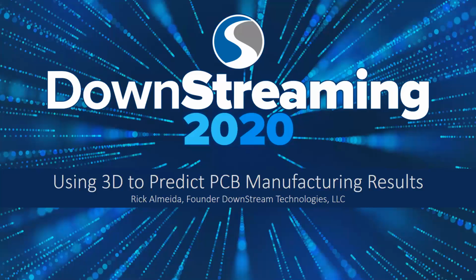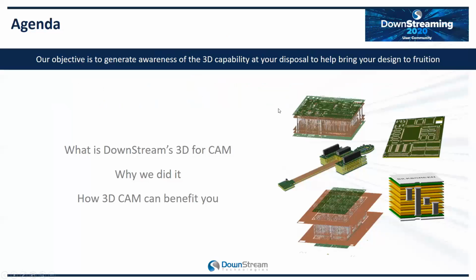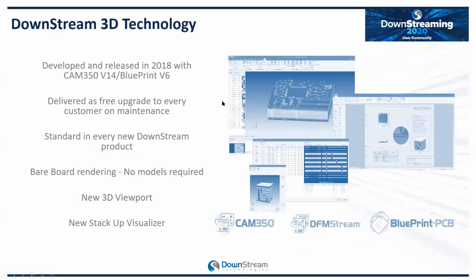Thank you, Ray. Hello, everybody. Thank you for joining me this afternoon. What we're going to cover today is an overview of our 3D capability. Everybody has 3D, so this isn't an attempt to sell you something. It's part of your product today, whether you have CAM 350 or Blueprint. What we want to do is explain what DownStream's 3D is for CAM, why we did it, and why we think there's benefits in using it to help predict your manufacturing results.